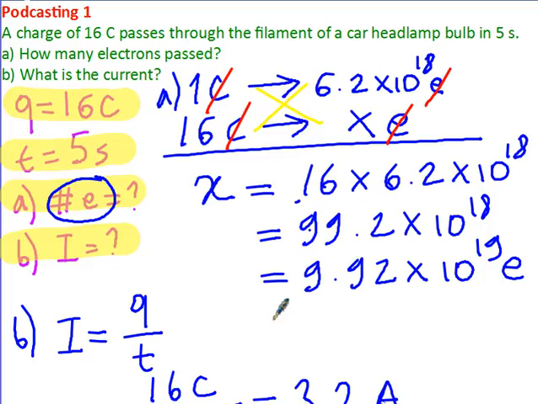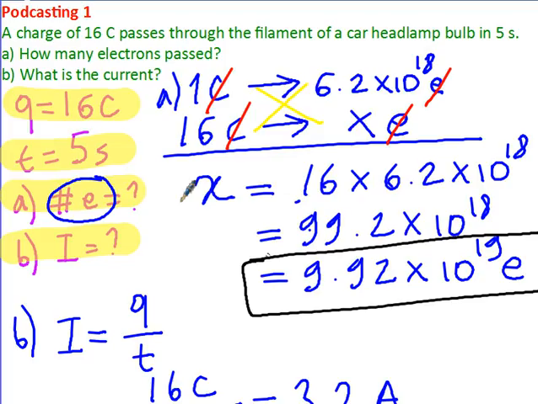Alright, so if we are to highlight the answers, this will be the answer for A, and this will be the answer for B. It would be better if we don't write a unit here, because the question is asking how many electrons, so that many electrons without any unit.